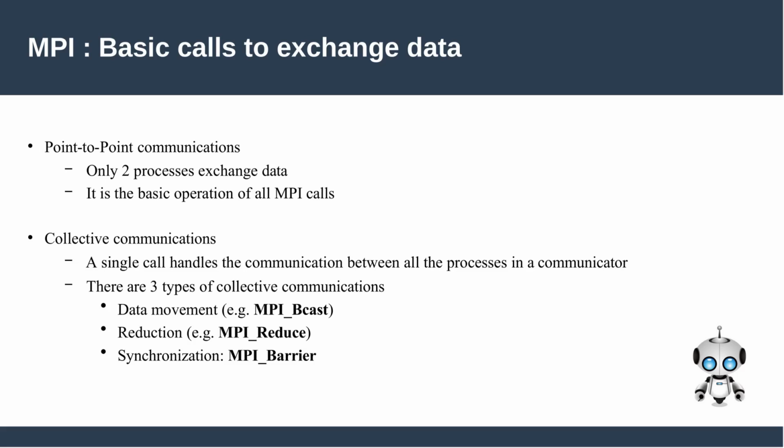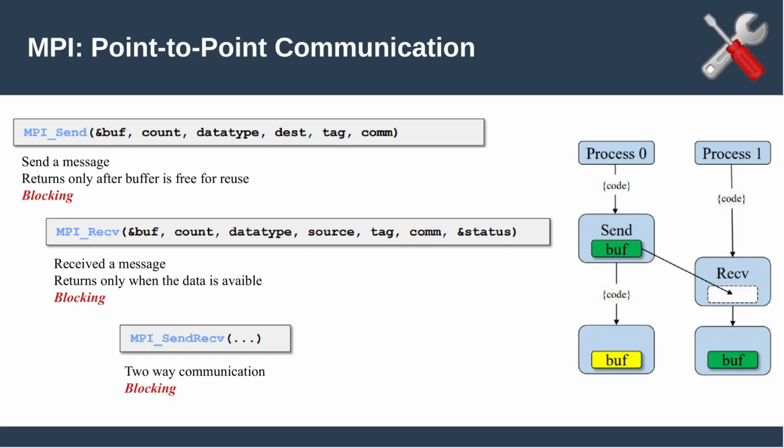In contrast, collective communication engages all processes within a communicator through a single call. It includes data movement like MPI_Bcast, reduction operations such as MPI_Reduce, and synchronization using MPI_Barrier. Point-to-point communication in Message Passing Interface involves two processes exchanging data.